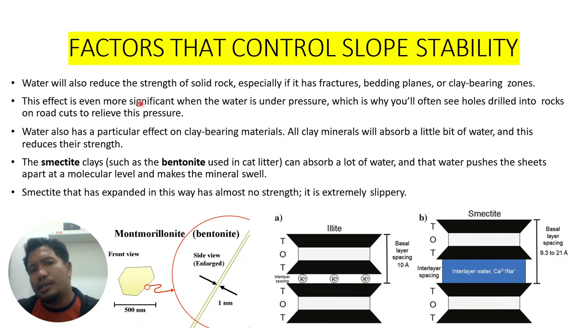Water here is the main factor, because water can reduce the strength of solid rock in a number of ways. Number one, water can seep into the fractures and bedding planes, which can weaken the rocks by making them more brittle. Second, water can dissolve some minerals in the rocks, which can also weaken them. The third one, water can cause clay minerals in the rocks to swell, which can further weaken the rocks.